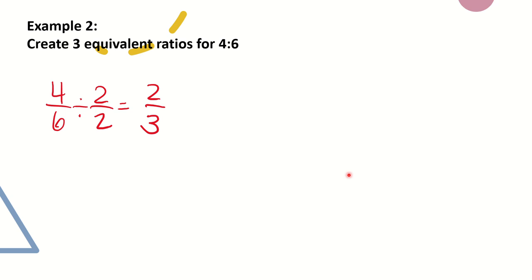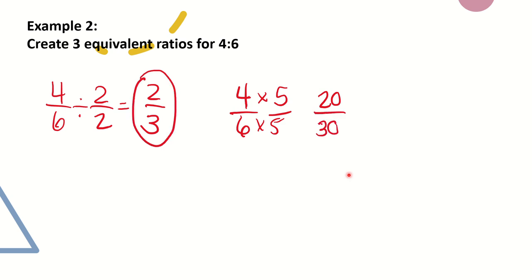So in this case, we can randomly pick any number that we want. I'm going to choose 5. So I can go 4/6 times 5 over 5 and create a totally new ratio. So in this case, my new ratio would be 20/30. So not only is 2/3 equivalent, but also 20/30 is also equivalent.